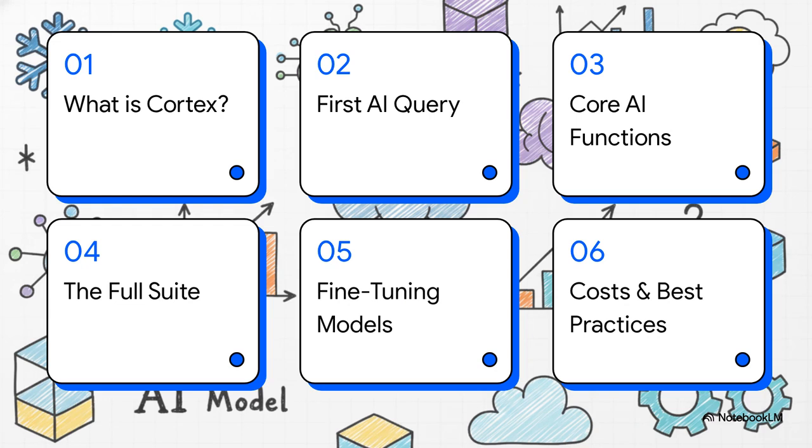First, we'll cover the basics, what Cortex is and why it's such a big deal. Then, we'll get hands-on and write our very first AI query. After that, we'll explore the main functions, look at the entire suite of tools, and even touch on some advanced stuff, like customization. And to wrap it all up, we'll talk about something really important, costs and best practices, so you can use Cortex AI smartly and safely.